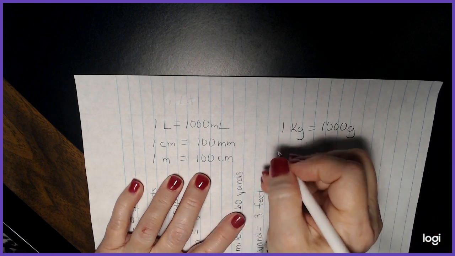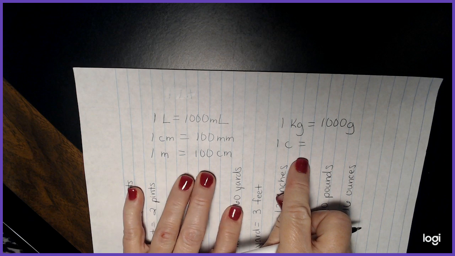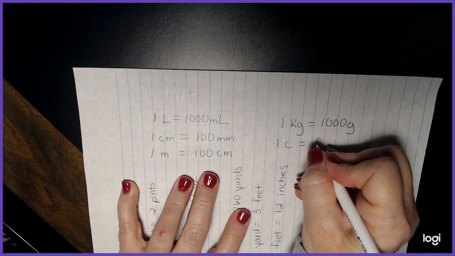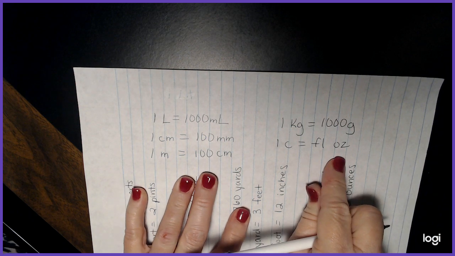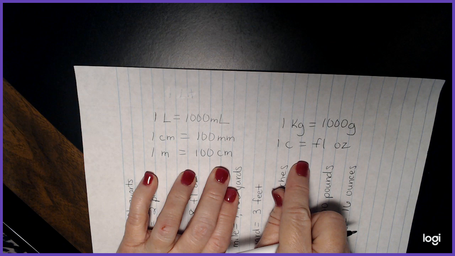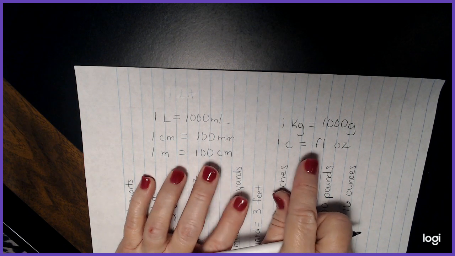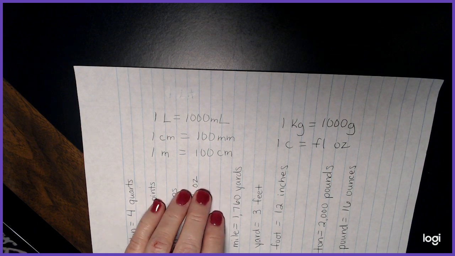And the last one is 1 cup, and we didn't put this one in our notes, is actually equal to something called a fluid ounce. So fluid ounce is not weight. This is still considered capacity. Now, the reason why I gave you these 5 extra things is because they're going to be needed for your homework today. Let me show you what I mean.